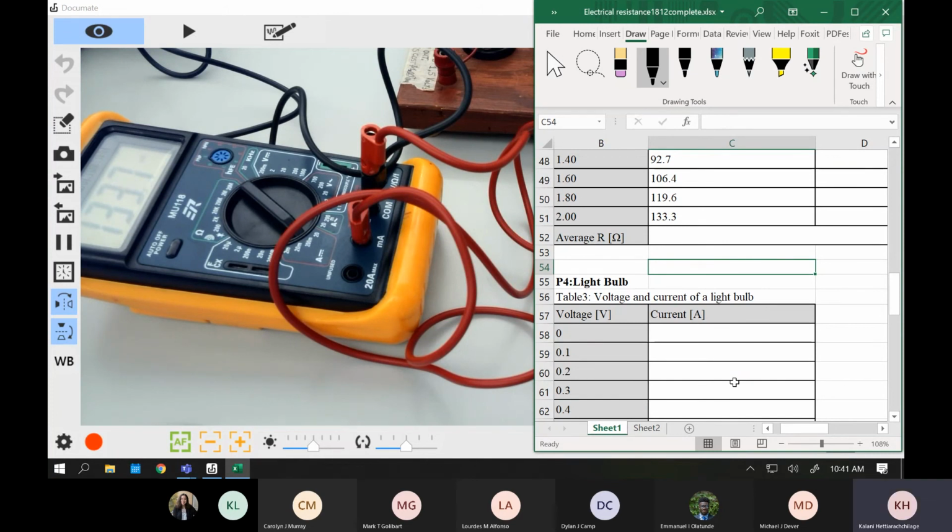You can try the next one for the light bulb. Okay, so we try. I don't know if it's still working. The wire problem or the resistor problem. I have one.